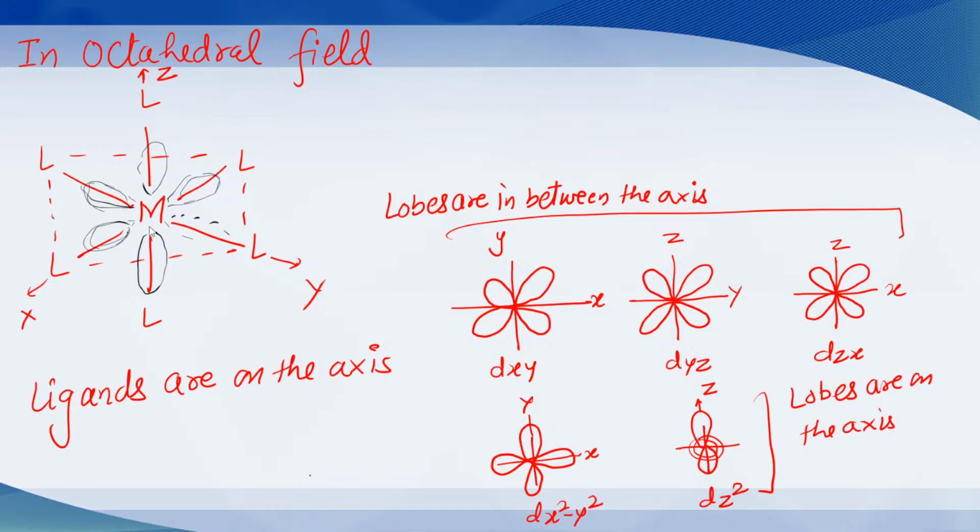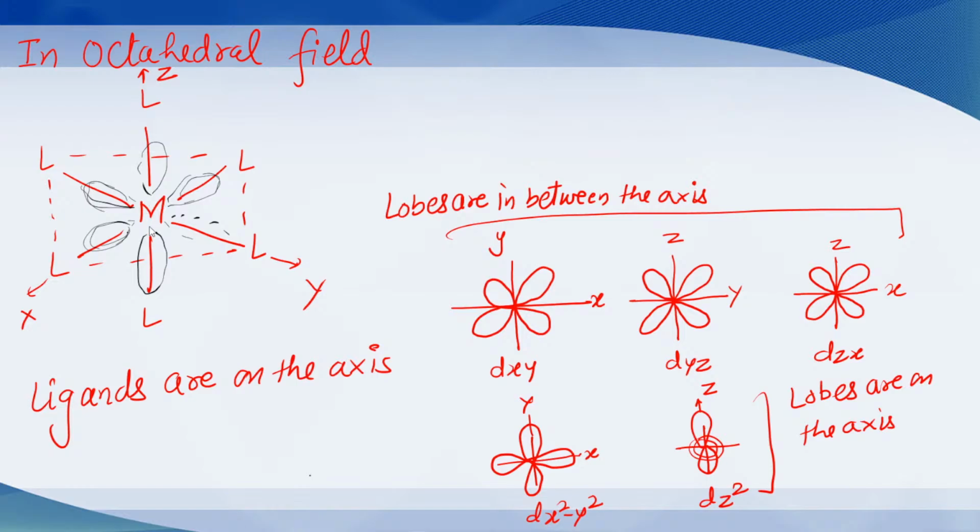As ligands and lobes are head on to each other, their energy is increasing. The other ones are dxy, dyz, and dzx. In these cases, lobes are in between the axes, so they are not directly directed towards the ligand. They are away from the ligand. That's why their energy is decreased.